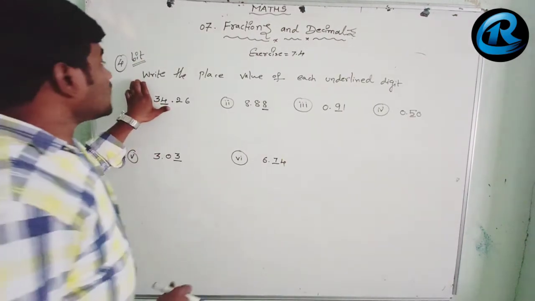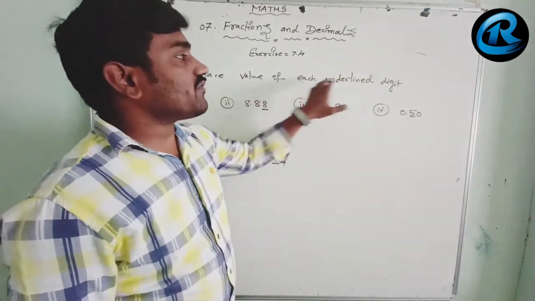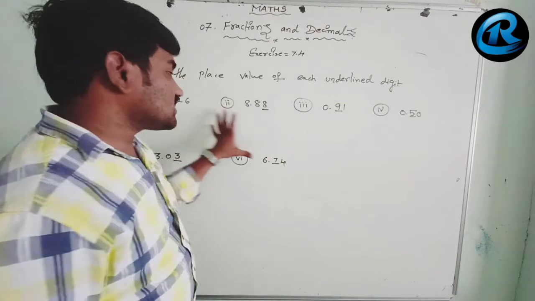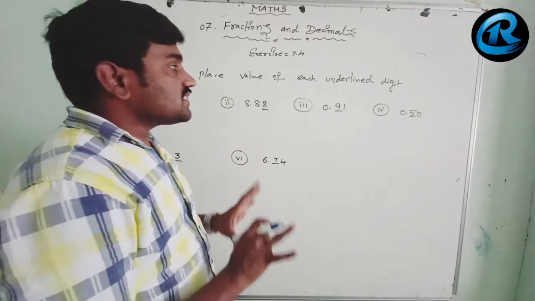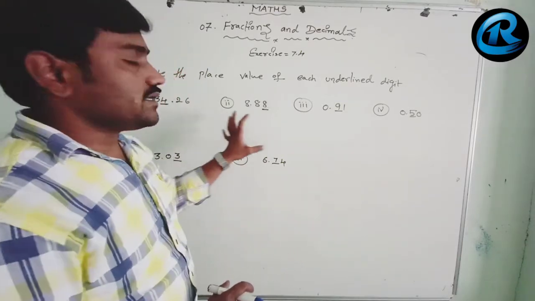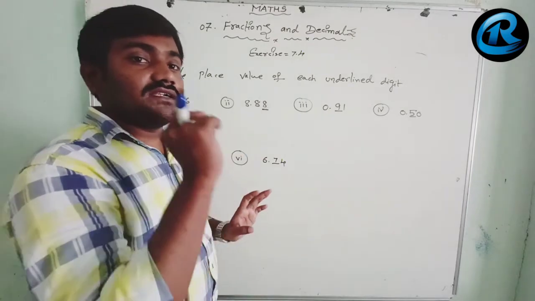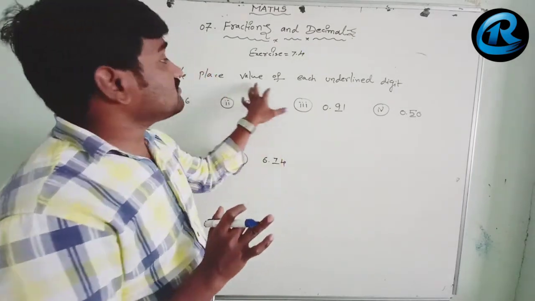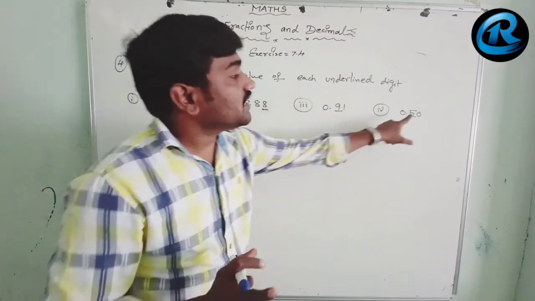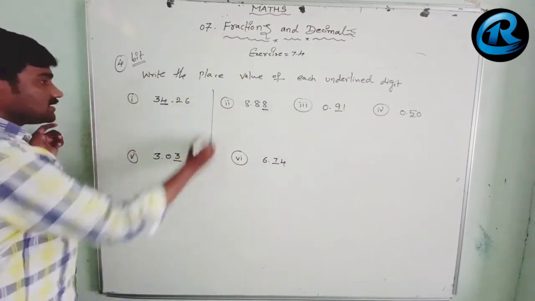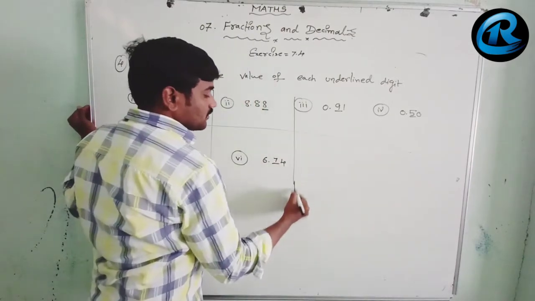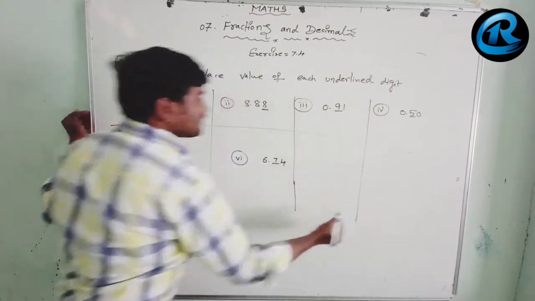The fourth bit is: write the place value of each of the underlined digits. There are 6 questions overall. In every question they have underlined 1 digit. The place value of this underlined digit we need to write. Very simple, this is all. So let's go for these so that we can understand how to write the place values.